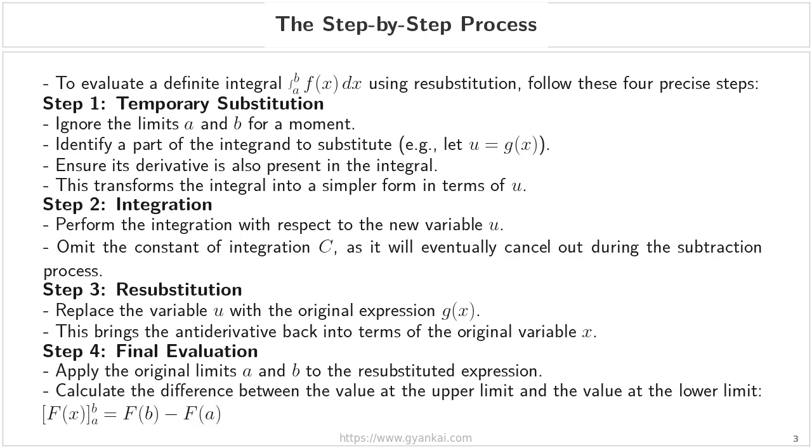Step 4, final evaluation. Finally, we apply the original limits of integration, a and b, to the expression we got after resubstitution. This is where we finally evaluate the definite integral. We calculate the difference between the value of the antiderivative at the upper limit, b, and the value at the lower limit, a. This is written as f of x evaluated from a to b, which is equal to f of b minus f of a, where f of x represents the antiderivative we found. This difference is the numerical value of the definite integral.